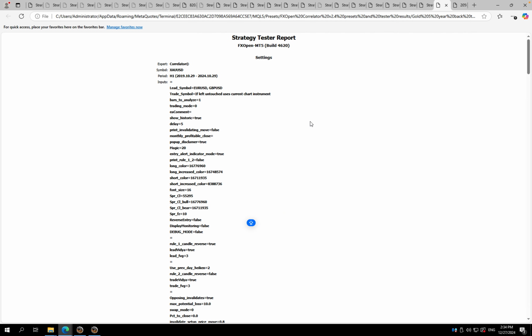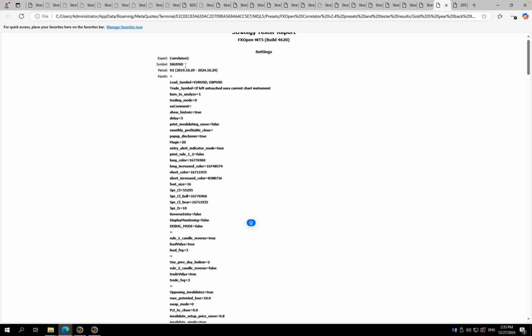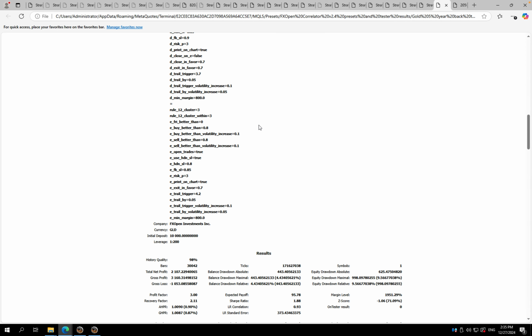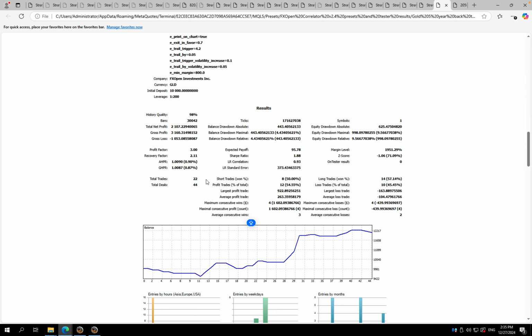Next one is also gold in the 1 hour. Let's see the result. Only 22 trades over a 5-year period, and that produced a net profit of 2,100. And the average profit is 263 compared to the average loss of 104.